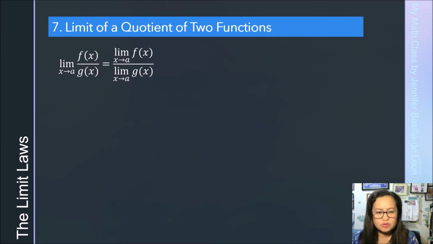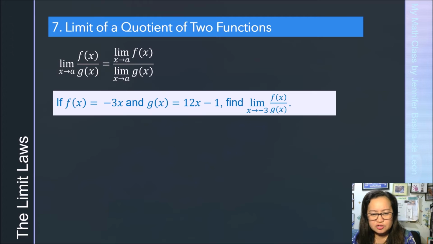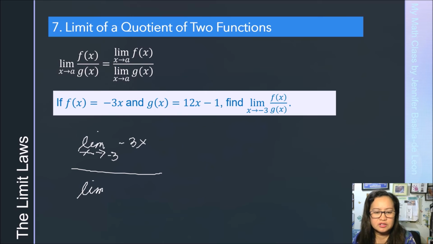What about if we have a quotient? Now let's consider the same set of functions, and we are asked to find the limit of f of x divided by g of x as x approaches negative 3. So we can just have the limit of negative 3x as x approaches negative 3 divided by the limit of 12x minus 1 as x approaches negative 3.